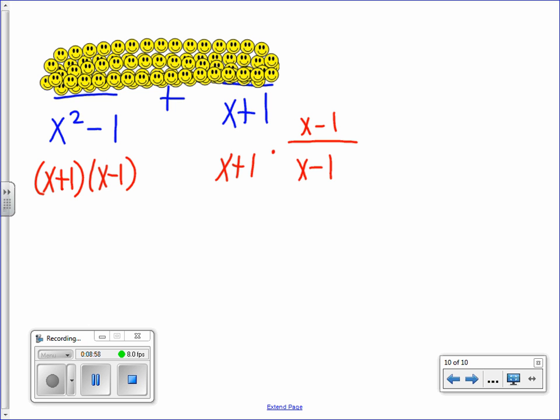Now, what are the restrictions? What can I not put in for x? x can't be 1. What else? What would be my vertical asymptotes here? If I put a 1 in, I get a 0 right there. What about this side? Right. Those are my restrictions. Remember, you can't have 0 in the denominator. Those are our restrictions.